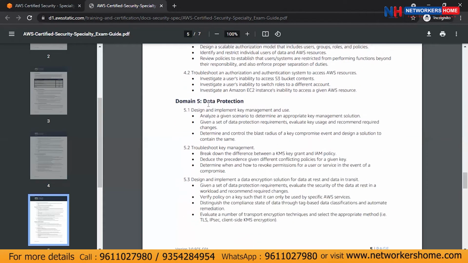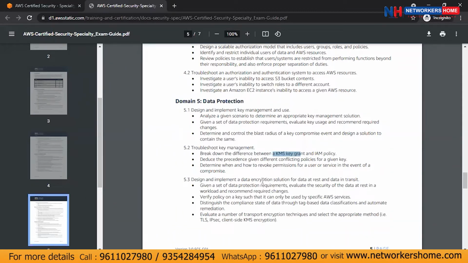Then domain 5 is data protection. It's about how you protect the data when it is at rest and when it is in transit. At rest, you protect the data in two methods: one is using encryption, the other using access methods. When it is in transit, you protect the data by enabling encryption. Instead of sending data over a plain protocol, enable Transport Layer Security or Secure Socket Layer. Here we talk about Key Management Service and the certificate service used for HTTPS implementation. Those topics will be here.